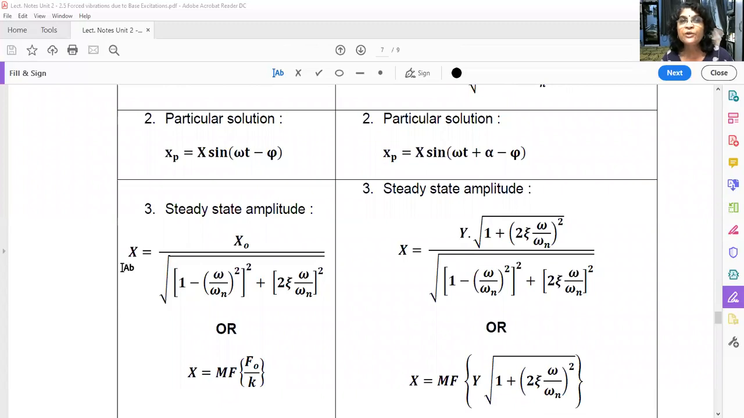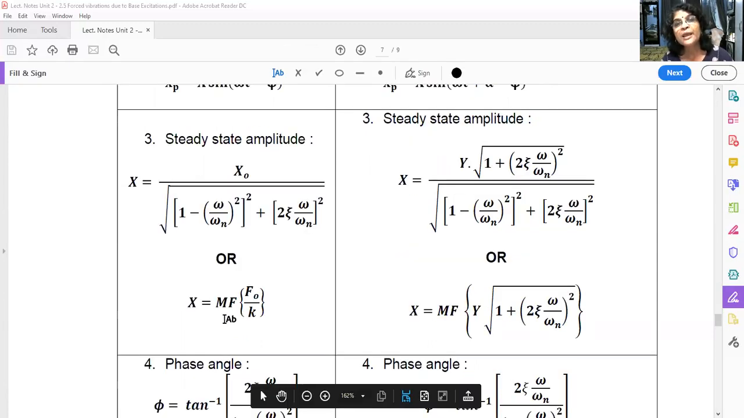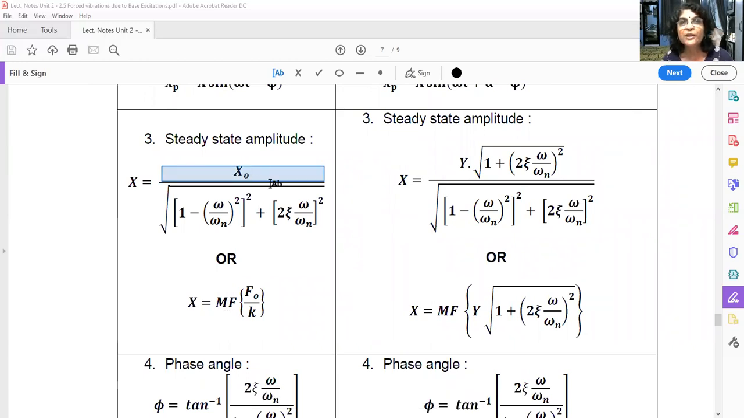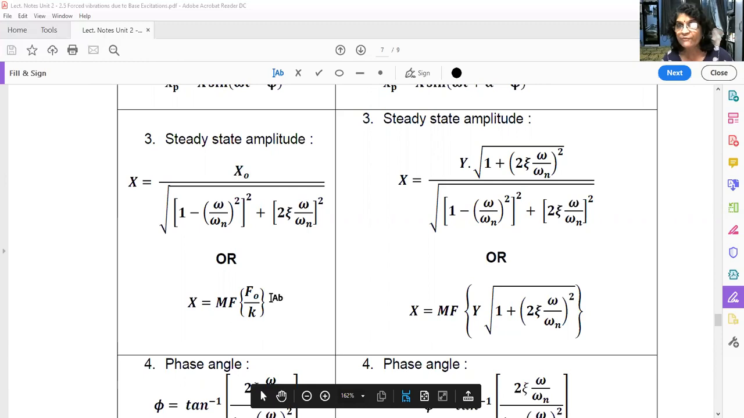The third comparison is steady state amplitude. In case of forced vibration, it is given by X = X₀, where X₀ is F₀/k, upon the square root of [1 − (ω/ωn)²]² + (2ζω/ωn)². So here X is equal to MF, the magnification factor, into F₀/k. What is the definition of magnification factor? 1 upon the whole square root. So in short, it can be written as X = MF × F₀/k.